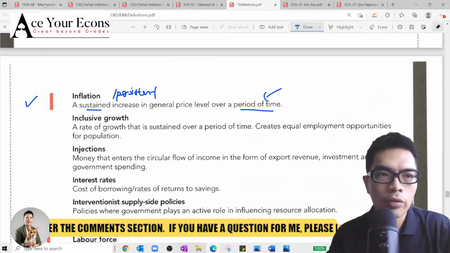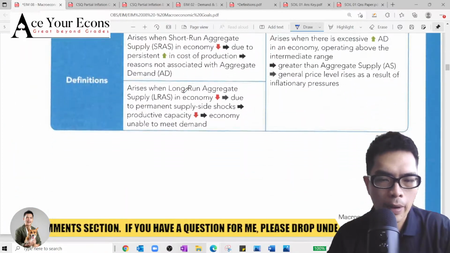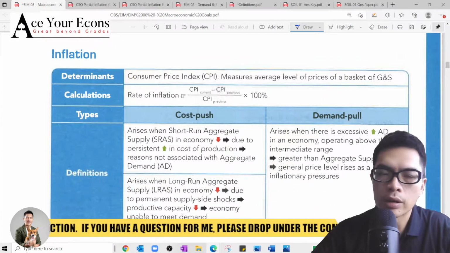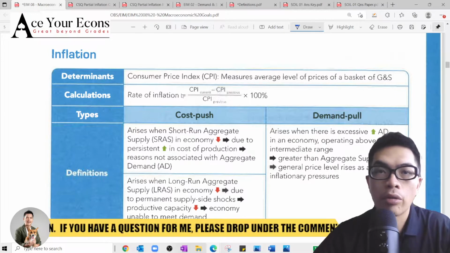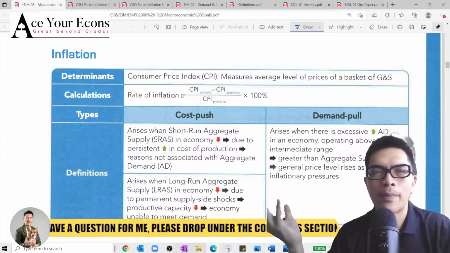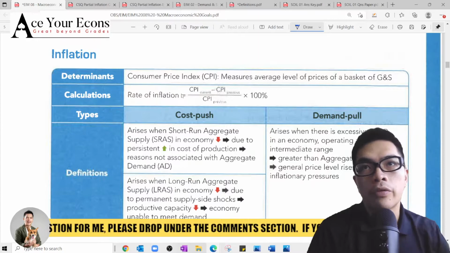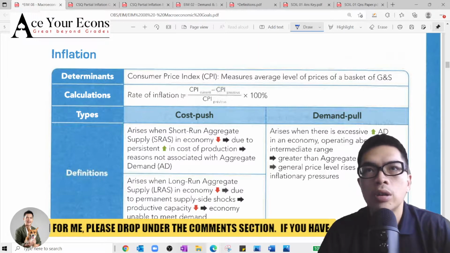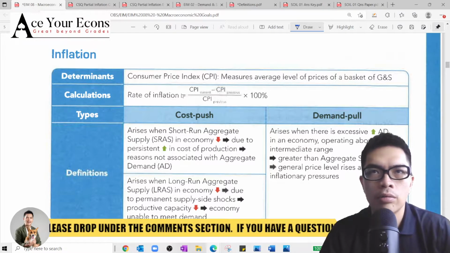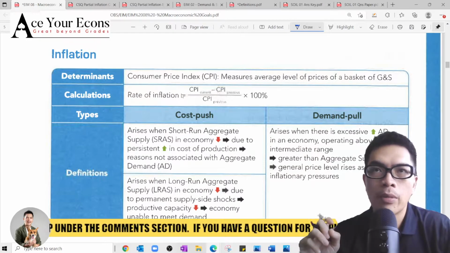Now I'm going to move on to the next part, which is on page 75. How do we measure inflation? We will be using the consumer price index. I'm not going to go through how to construct the basket. I think it has very little exam value. The purpose of this course is to bring out what is testable and what is unlikely to be tested. So I'm just going to stick to those that I have seen before. That is going to be more practical.